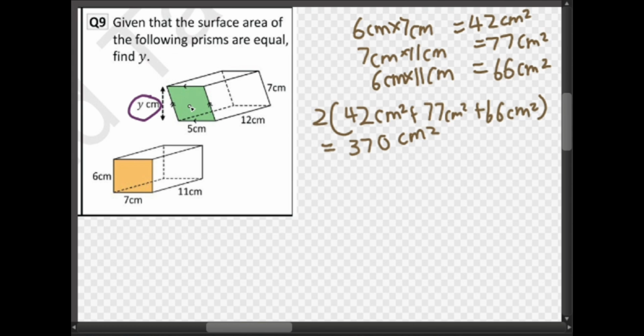Here we can see that only the green highlighted face is a parallelogram, and all the other shapes are actually rectangles. So to find the surface area of this side, it's 5y, since in the parallelogram we take the base times the height. And for the other rectangles, here it's 12 cm times 7 cm.